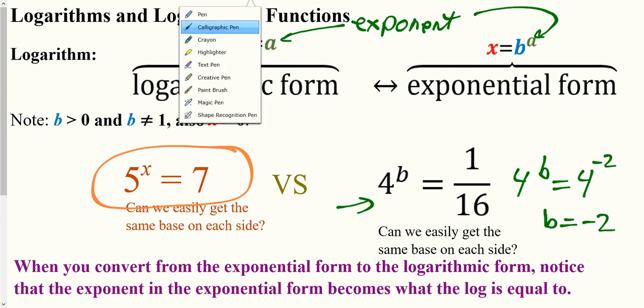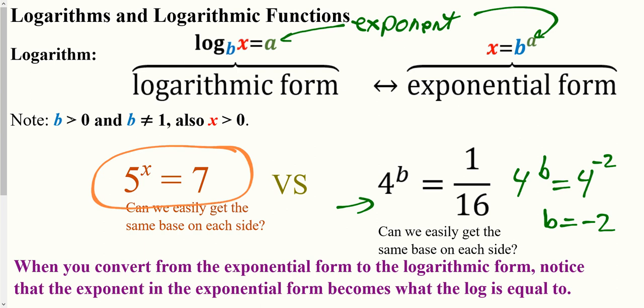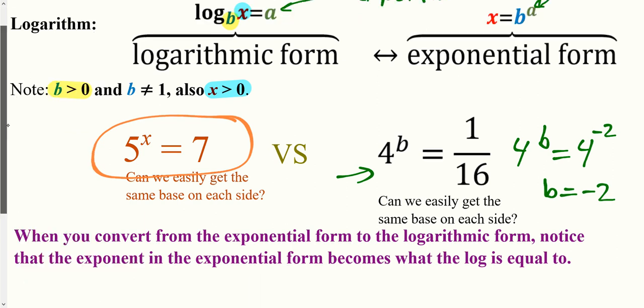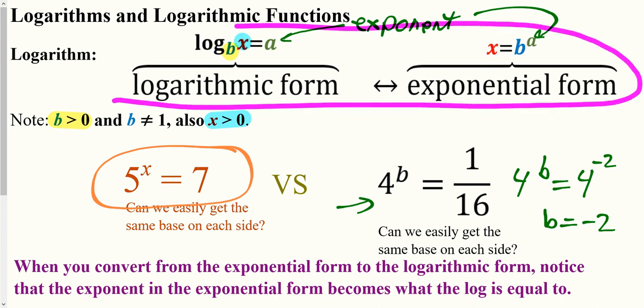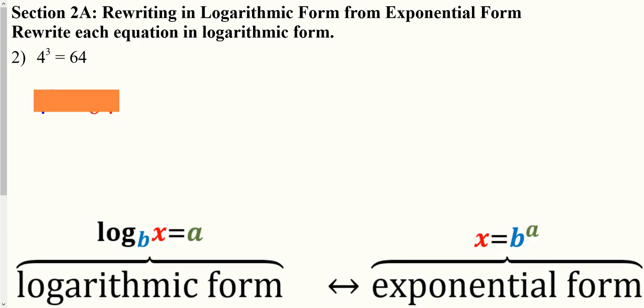One other thing important to remember dealing with logarithms: b has to be positive. And we also know that x has to be positive. So basically, whatever's after your log has to be positive. Now we're going to use this definition of a logarithm, going from log form to exponential form, to help us rewrite this problem from the exponential form, because it's something to a power, to the logarithmic form.